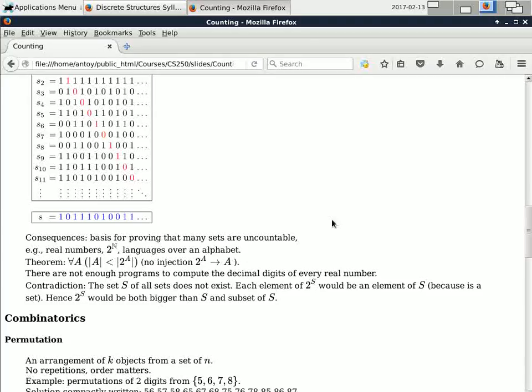Another interesting point is the set of all sets. The set of all sets doesn't exist. Why? Well, we consider the power set of this one that we know is not countable, right? So the power set of S would be, on the one hand, an element of S, because it's a set. And so we would have the power set would be both bigger and smaller than S. So we get this contradiction.